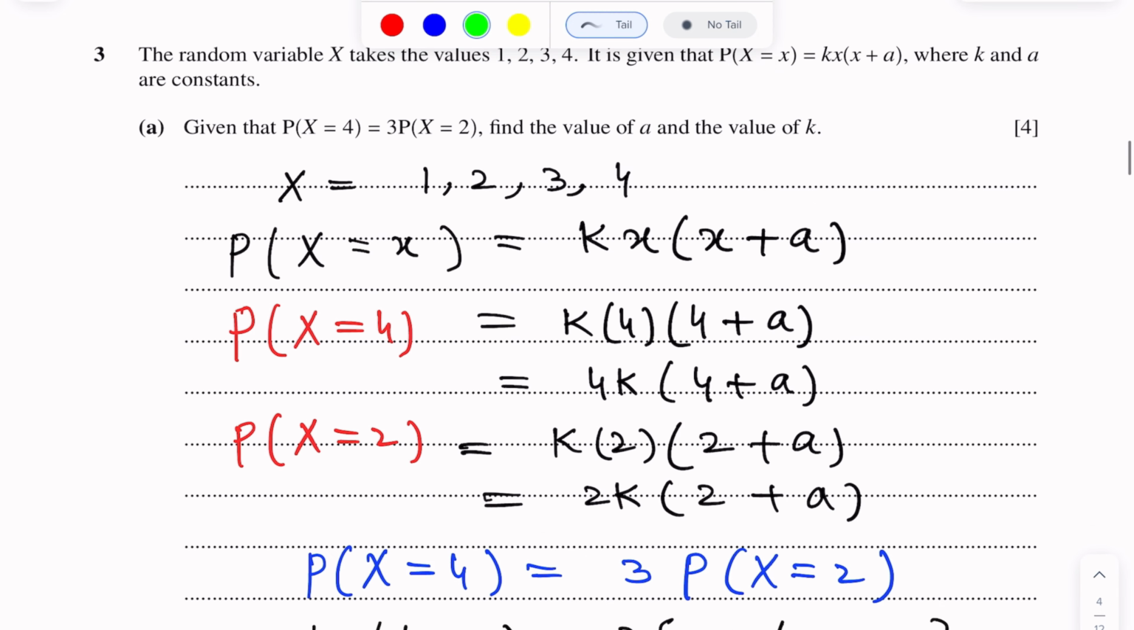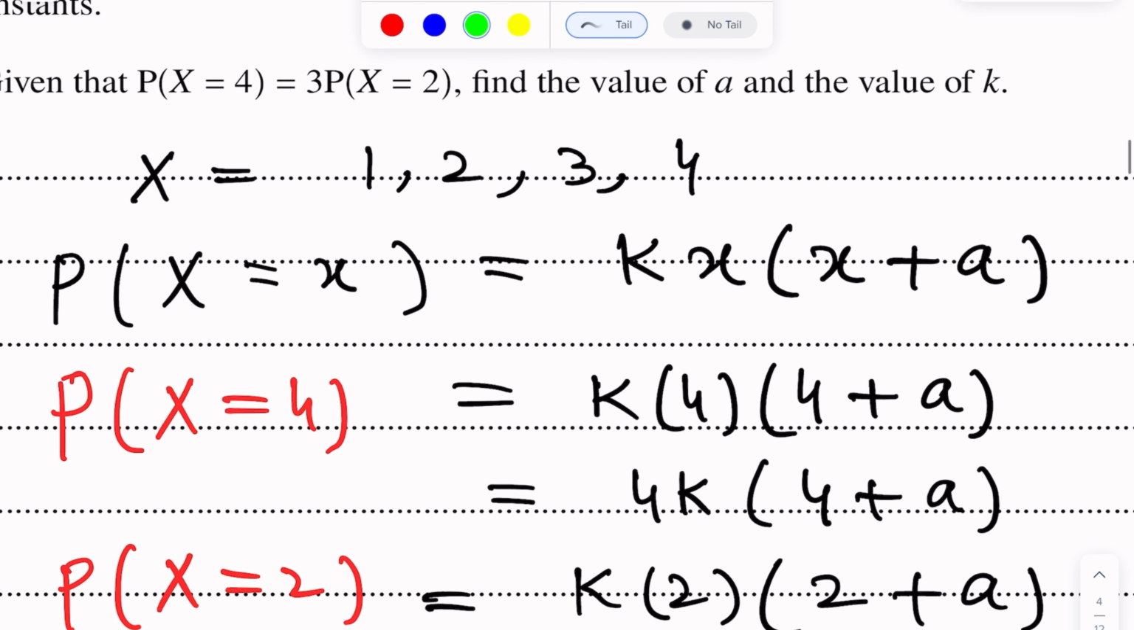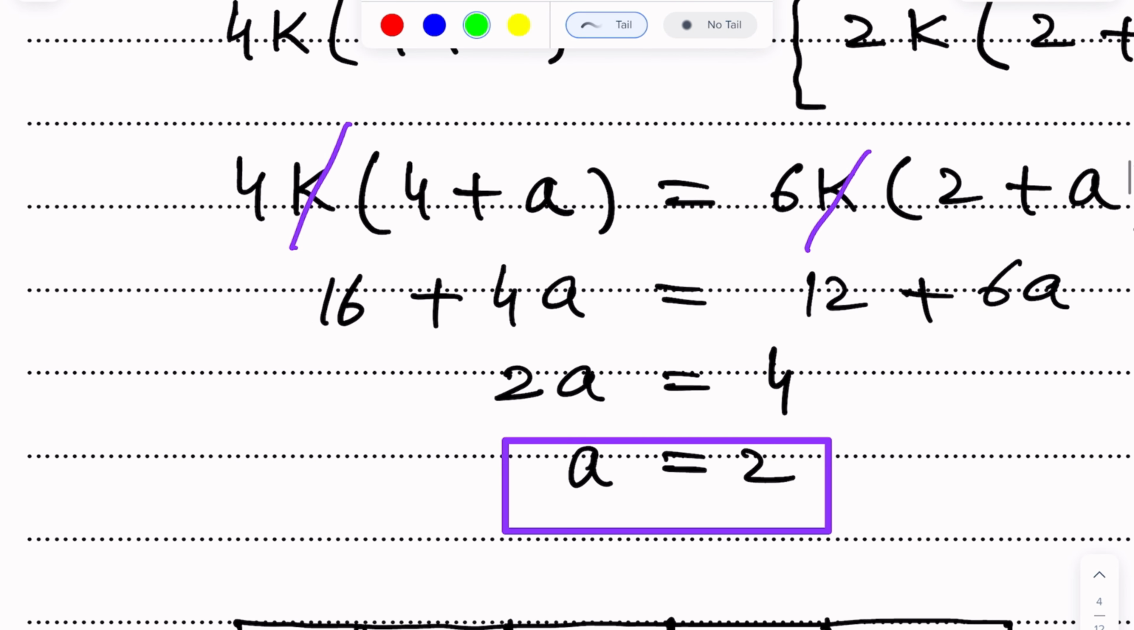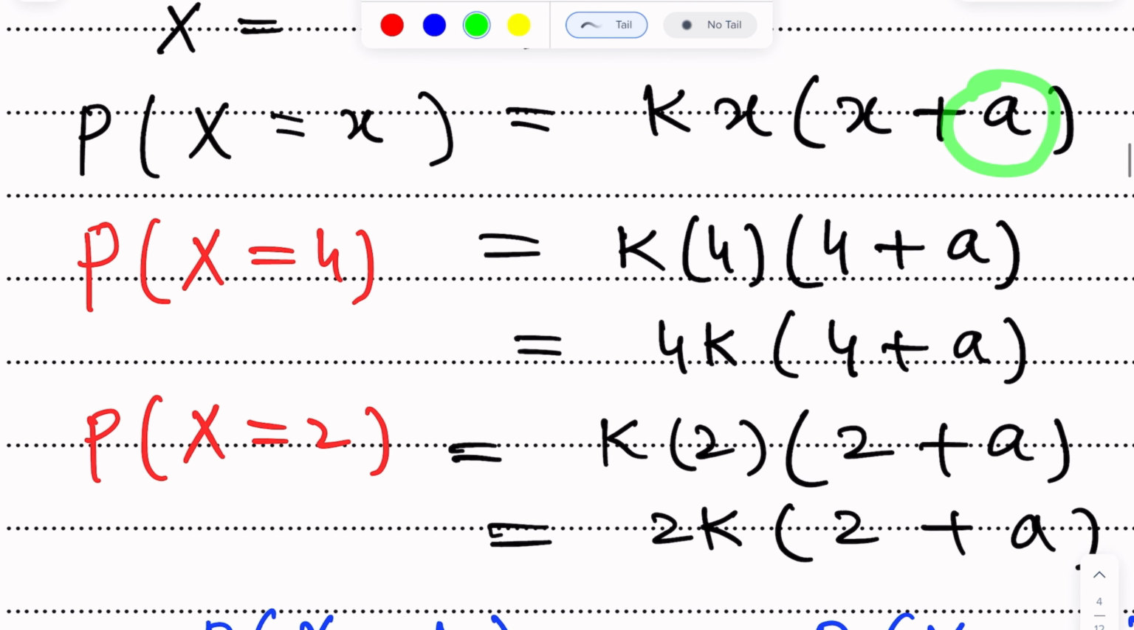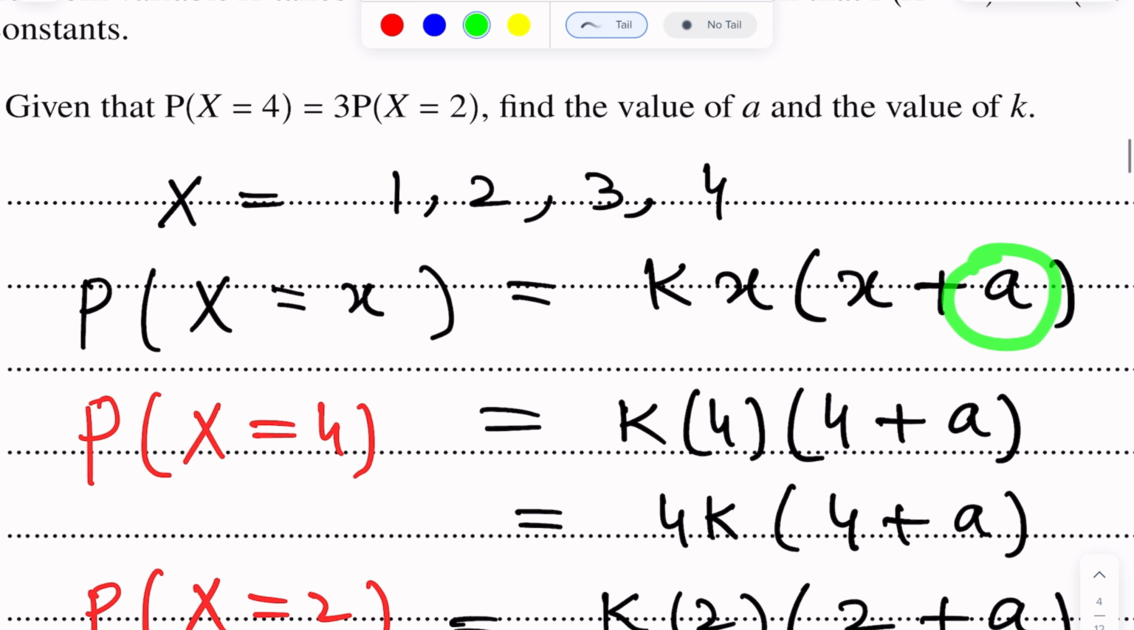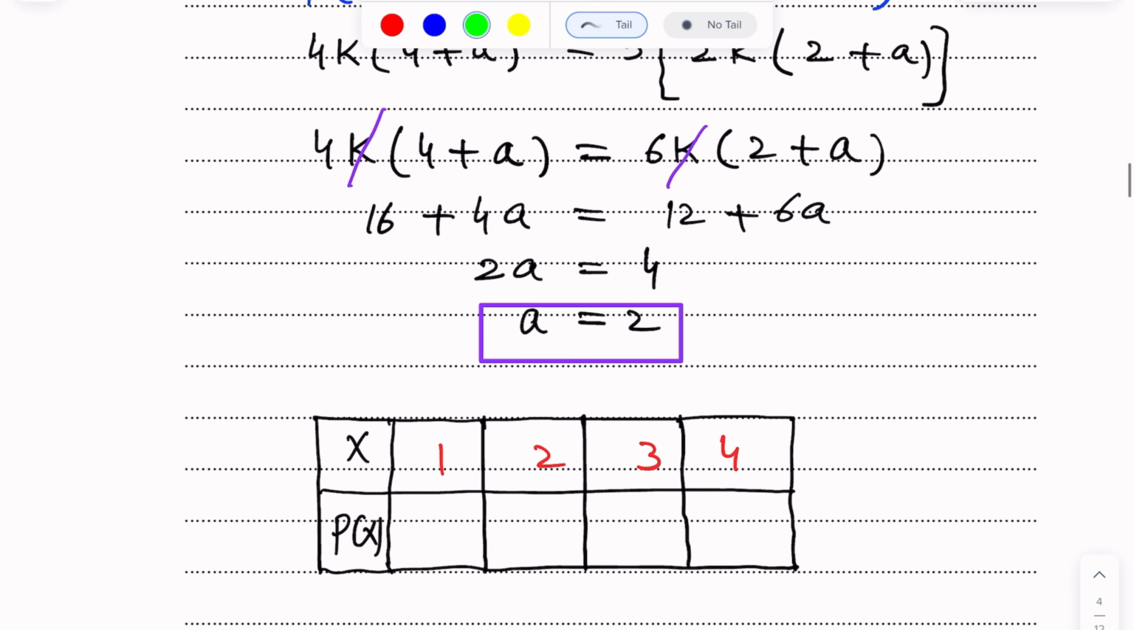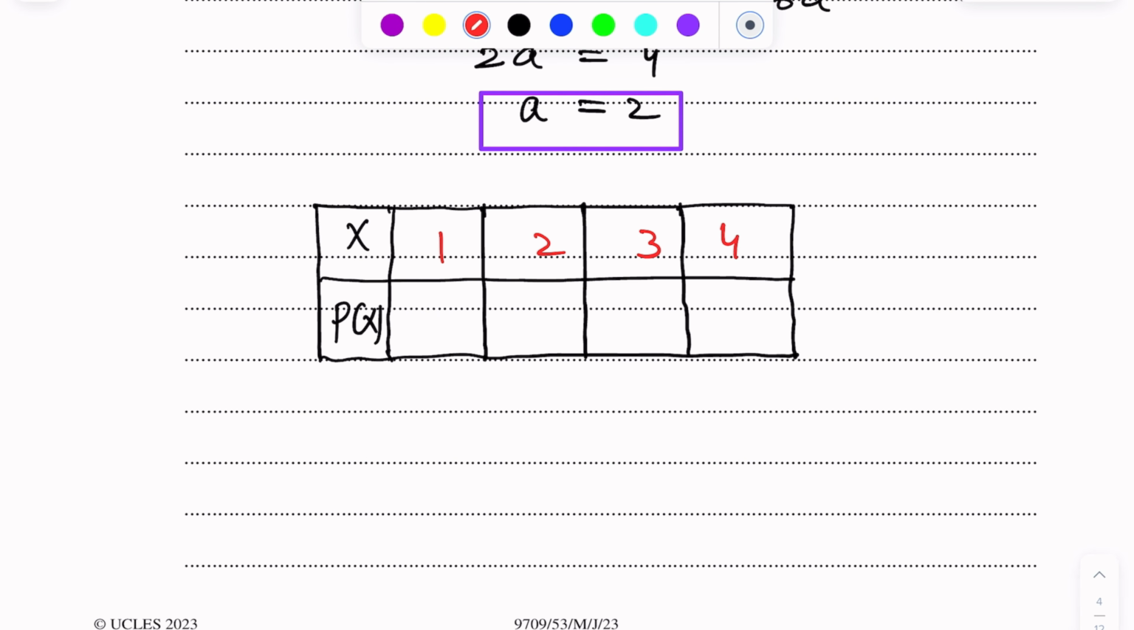For X equal to 1, we use the same relation. Probability of X equal to 1 we will find from here. The value of a we have found already, that is 2. Now from this given relation, putting the value of a as 2 and X as 1, we get the probability of 1 is 3k.